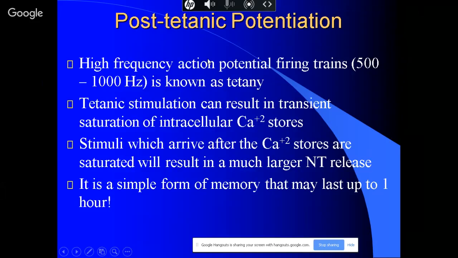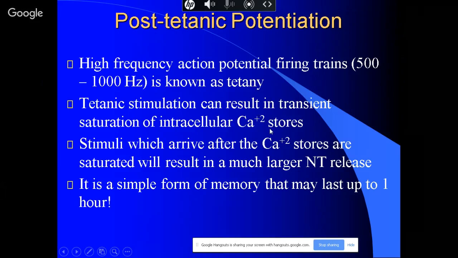If I accumulate calcium in a neuron, then I end up with a post-tetanic, so the tetany is the high frequency stimulation. The post-tetanic facilitation or potentiation is because I let too much calcium into the system. So all of this physiology that you all studied last year, now you're looking at the mechanism by which this is occurring, okay? And so a high frequency action potential train is known as tetany.